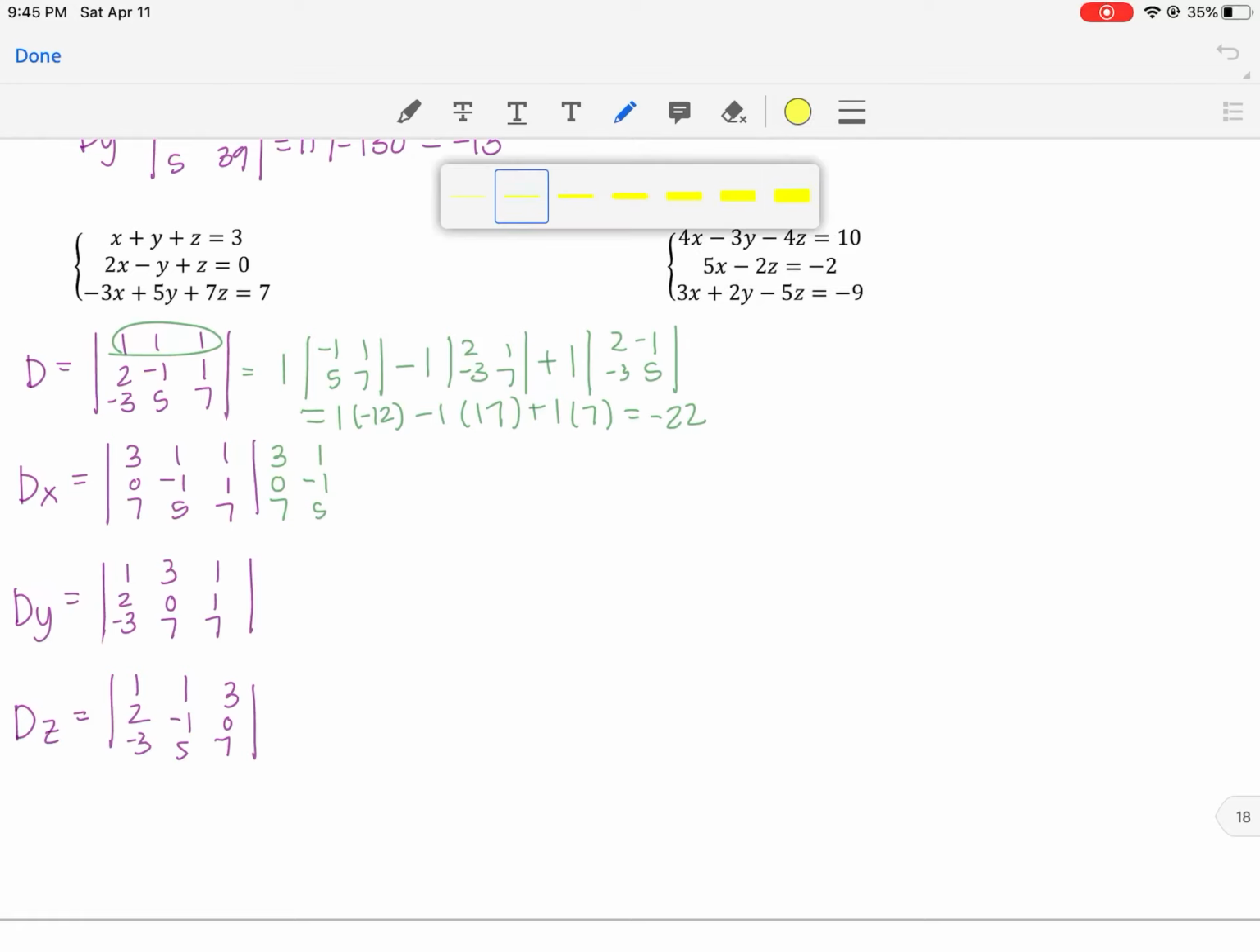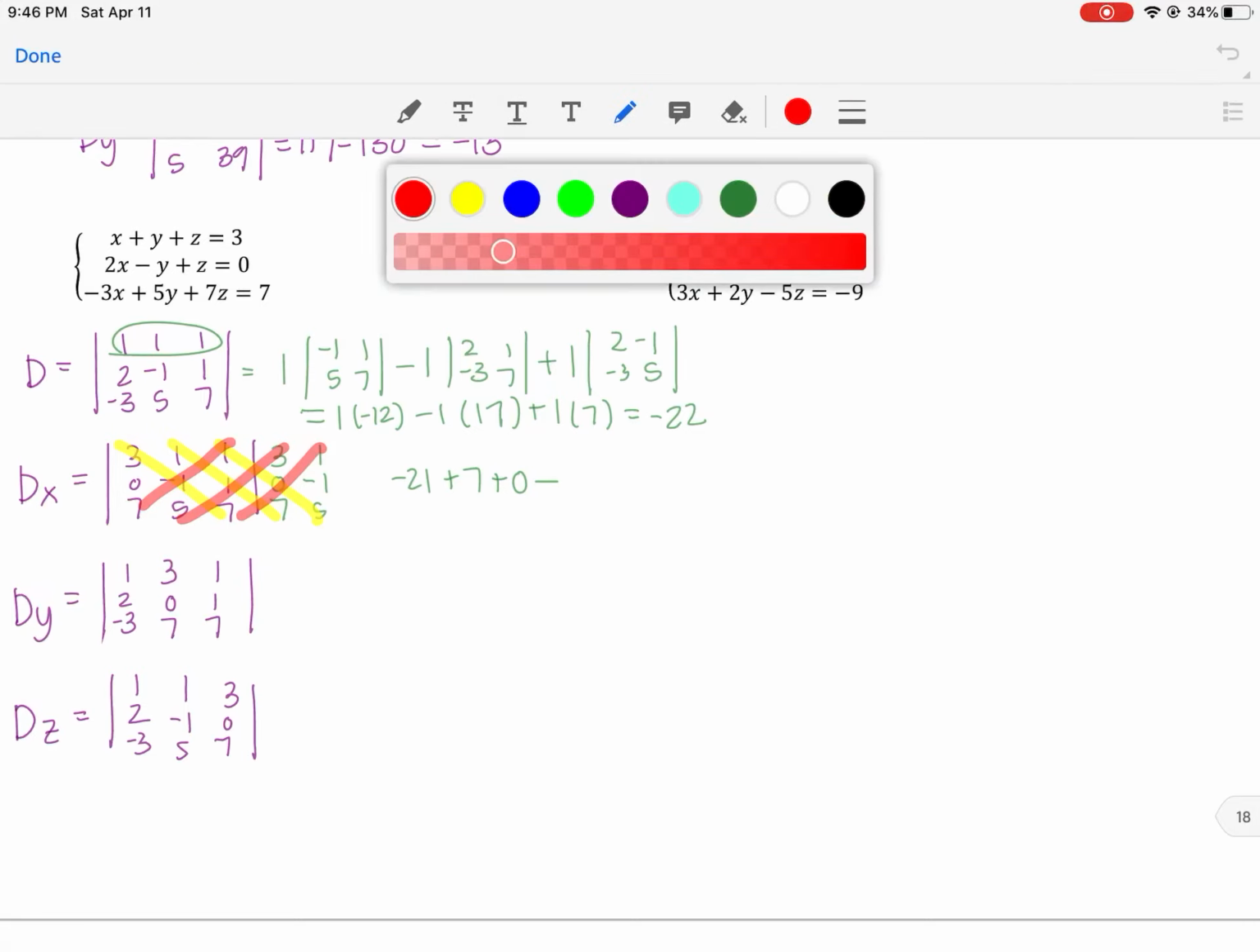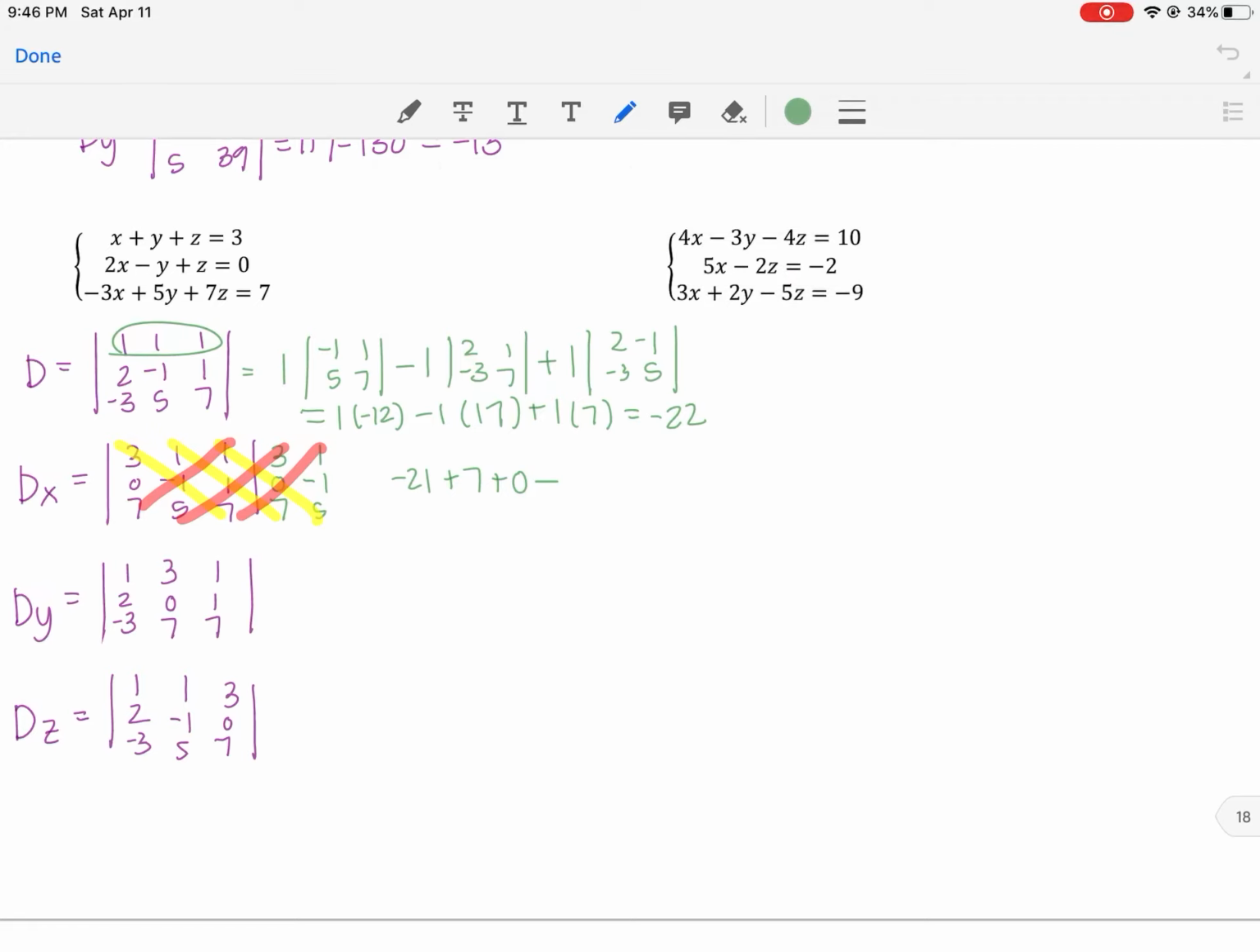On this next one, I'm going to rewrite and do the diagonal method. Okay, so we're going to go down your rows, right? And think about multiplying those together. So we'd have 3 times negative 1 times 7 is negative 21. Plus 1 times 7 is 7. 1 times 0 times 5 is 0. And then we subtract the other diagonals that are going down. So on these ones, we're going to subtract these diagonals.